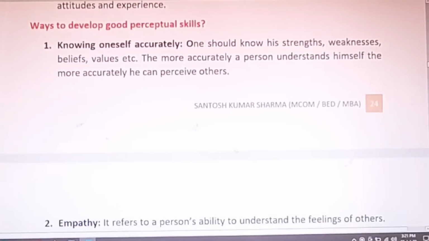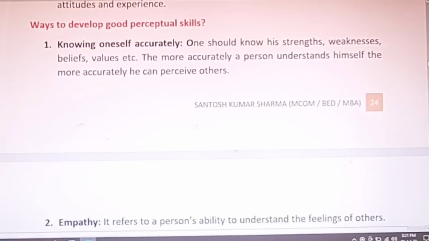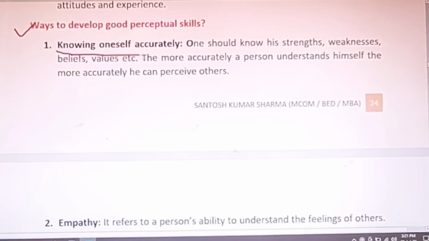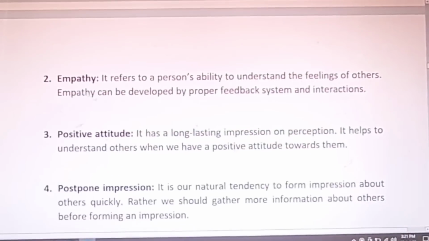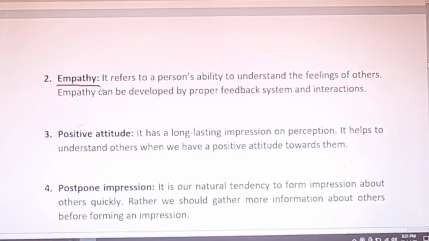Then, how to develop perceptual skills. This is also very, very important. My suggestion for this year's exam also: you must know yourself accurately. That is the first thing. Know yourself. Then comes empathy. Empathy refers to a person's ability to understand the feelings of others. So that is called empathy.